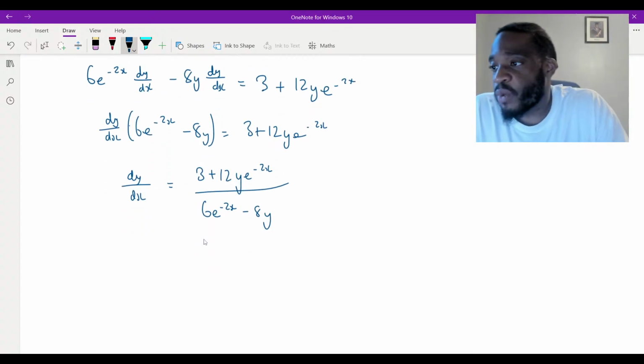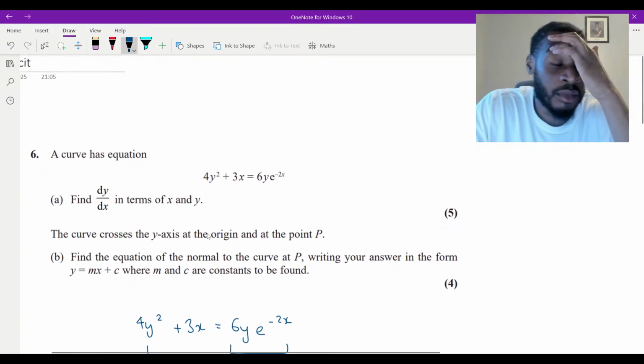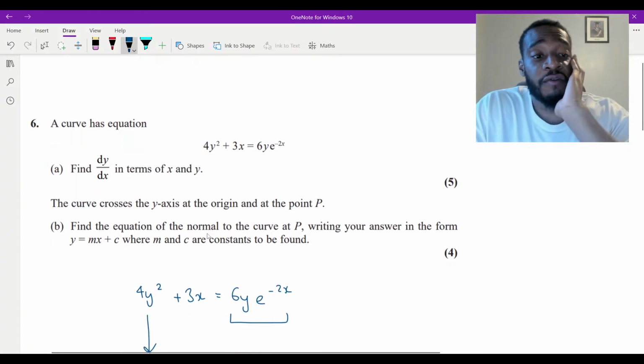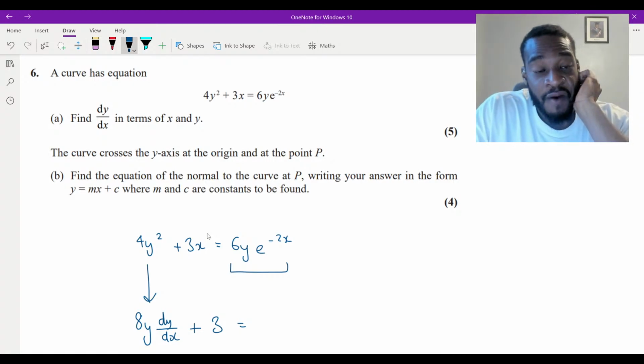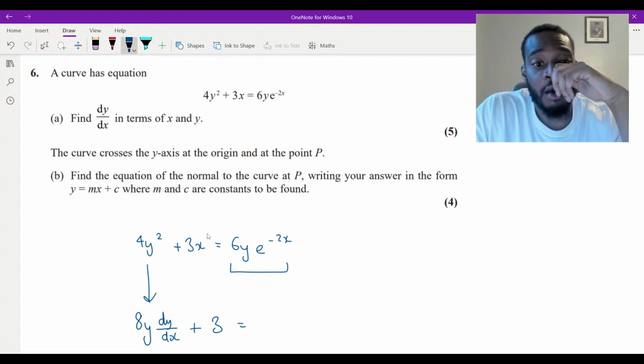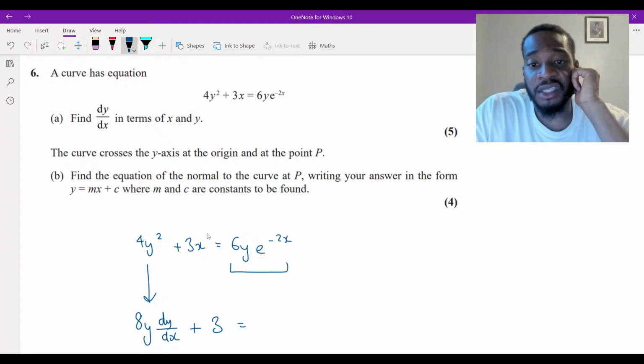So now we've got dy dx. That was part A, wasn't it? Yeah? Brilliant. Now part B says the curve crosses the y-axis at the origin and at the point P. Find an equation of the normal to the curve at P, giving your answer in the form y equals mx plus c, where m and c are constants to be found.